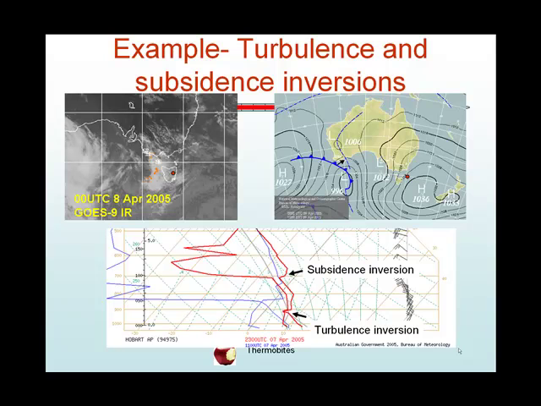You can see the temperature profile is close to a dry adiabat, and for much of the depth of the dew point profile, it's close to an isopleth of mixing ratio. And then there's that sharp discontinuity between the two air masses, which is the turbulence inversion.